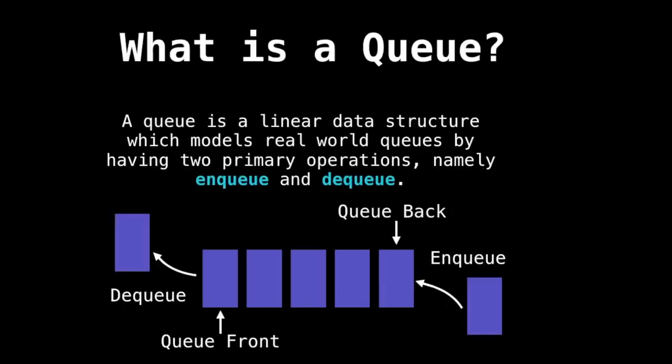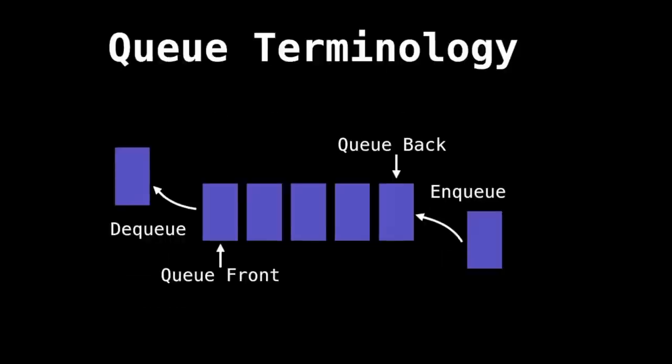So a discussion about queues. So what exactly is a queue? Below you can see an image of a queue, but a queue is just a linear data structure that models a real-world queue, having 2 primary operations we can do, which are enqueuing and dequeuing. So every queue has a front and a back end. We insert elements through the back and remove through the front. Adding elements to the back of the queue is called enqueuing, and removing elements from the front of the queue is called dequeuing.